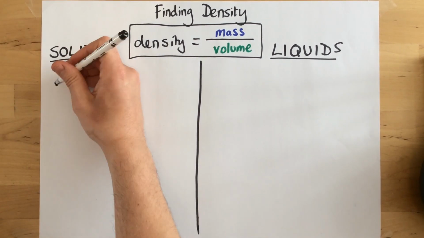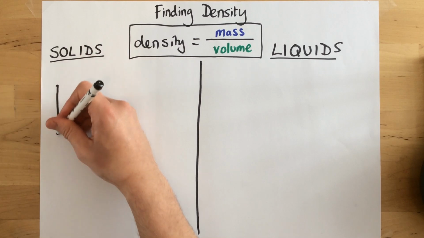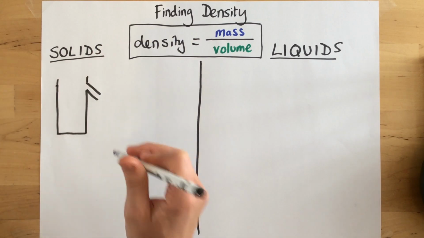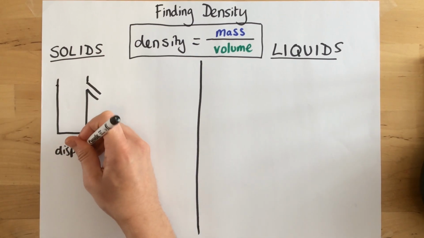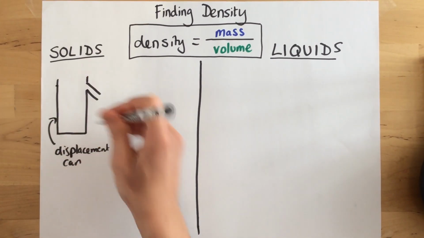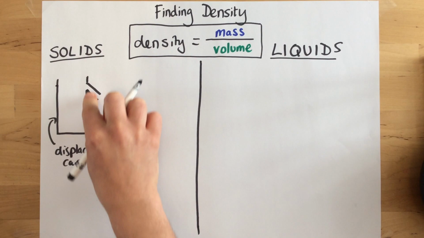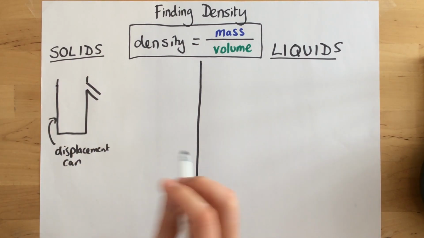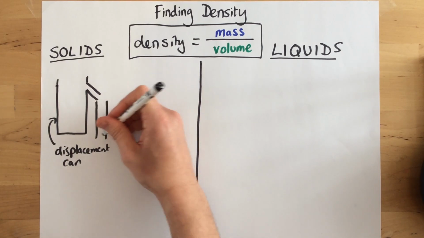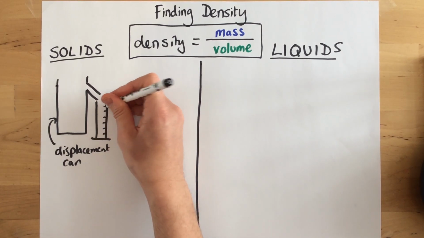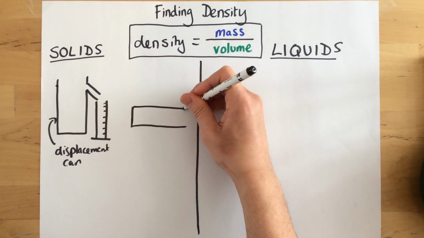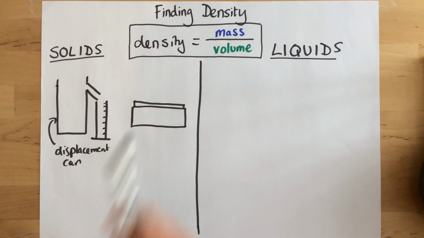Now the first bit of equipment that you need is a piece of equipment called a displacement can. It's essentially just a metal can with a spout in it that allows water to flow through the spout. I'll show you how to use it in just a second. You also need a measuring cylinder. And finally, you need an electronic balance to measure the mass of an object.